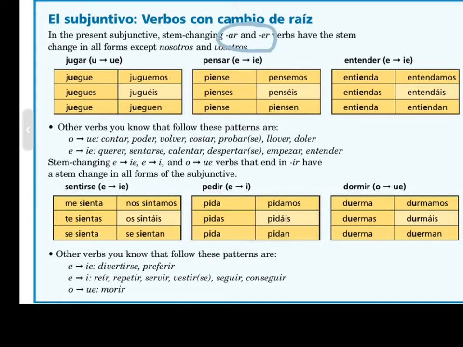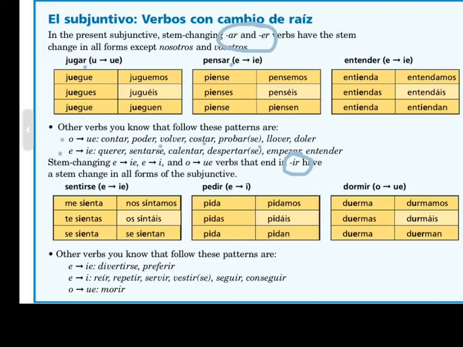Okay? And then we're going to look at our stem changing verbs. So some examples of AR stem changing verbs: jugar, pensar, sentarse, calentar, despertarse. Those all end in AR, so they're AR stem changers. And remember, we typically have verbs where O's go to UE's, E's go to IE's, or E's can also go to I's.